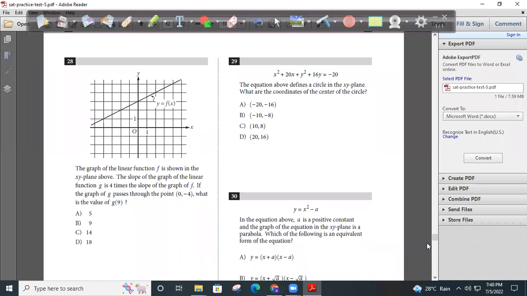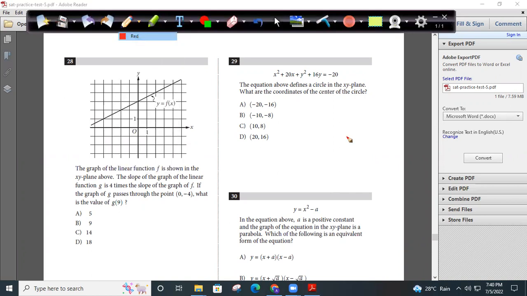Question number 28. Don't worry, read the question. First you find g of x, then you can find g of 9. They're asking g of 9. Once you find g of x, wherever x is there, you can just plug in 9 in that. That's it.